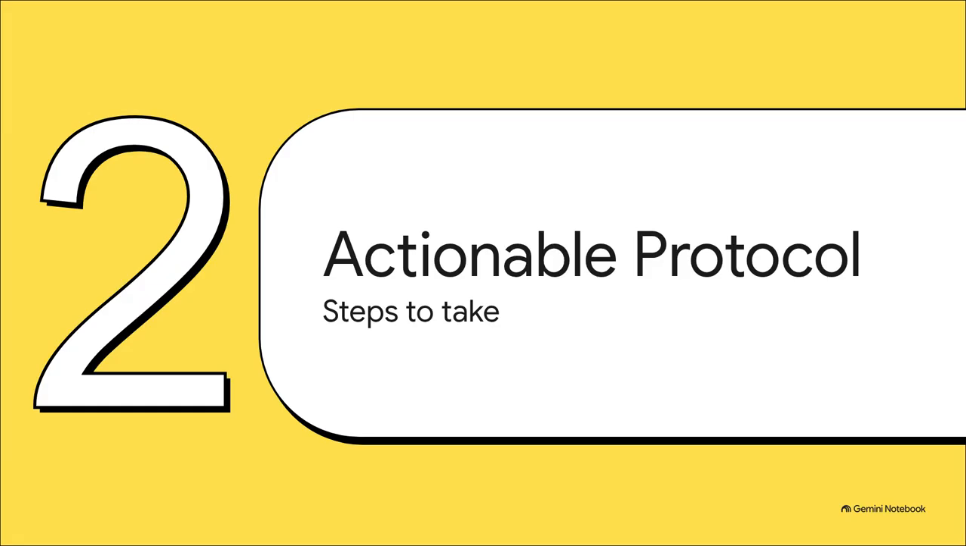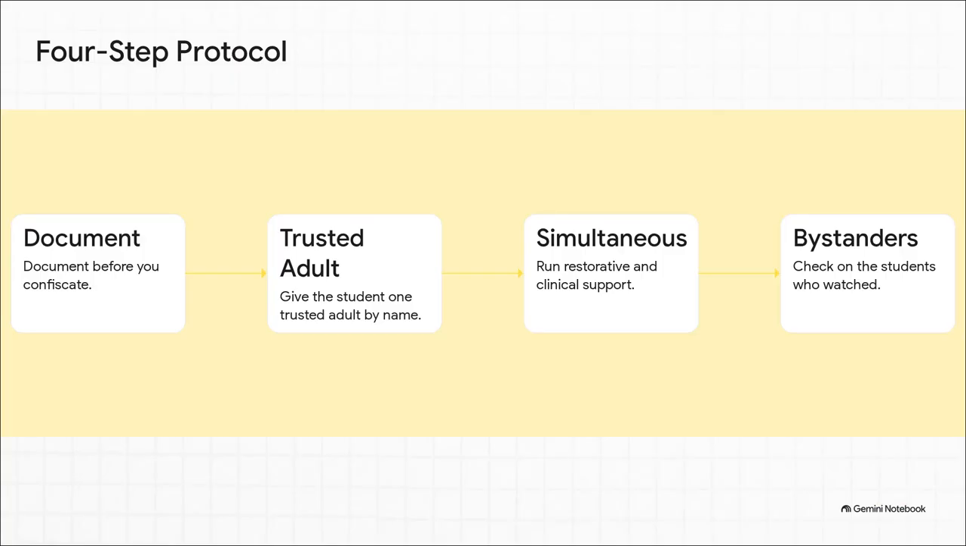Section 2. A protocol that works. Okay, so here's a 4-step protocol that actually works on the ground. Step 1, document before you confiscate. If you take that phone first, the digital evidence just vanishes into the ether. Step 2, name a trusted adult. Don't just hand the student a bureaucratic procedure, give them an actual human being they can rely on. Step 3 is absolutely crucial. You have to run the restorative conversation and the clinical support at the exact same time. Why? Because simply settling a conflict between two kids does not fix what a victimized student now believes about themselves. You need real clinical intervention for that internal damage.